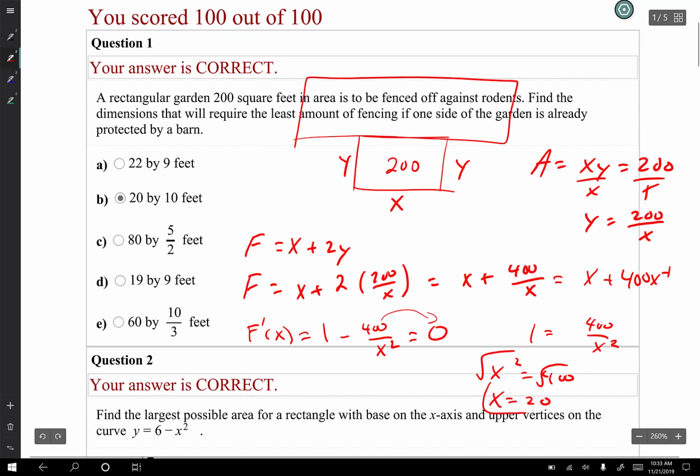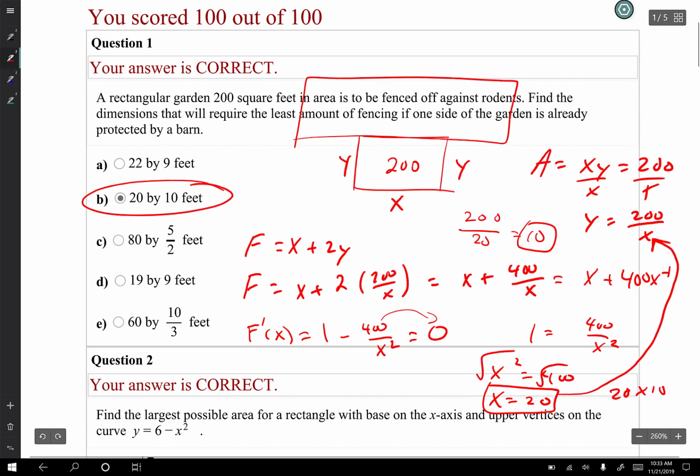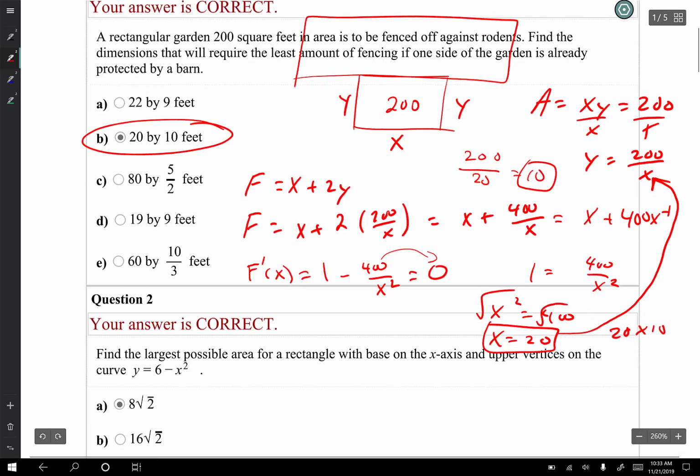As soon as you know that x equals 20, I can find y by simply plugging it in right here. So y, if you do 200 divided by 20, you get 10. So there it is, guys. Those are my dimensions: 20 by 10. Yay. I hope you guys like that one.